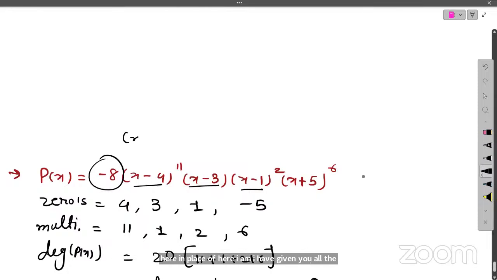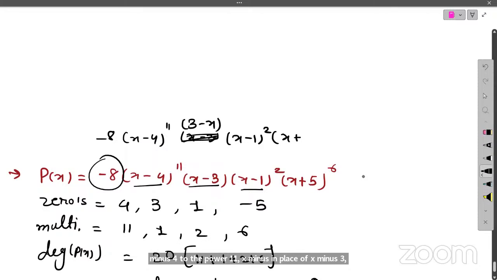In place of this, suppose I have given you (x - 4)^8 (x - 4)^11, and in place of x - 3, suppose I have given you 3 - x, and then (x - 1) the whole square, and then (x + 5)^6. As you told, the degree of polynomial, degree of P(x) is 20, right?